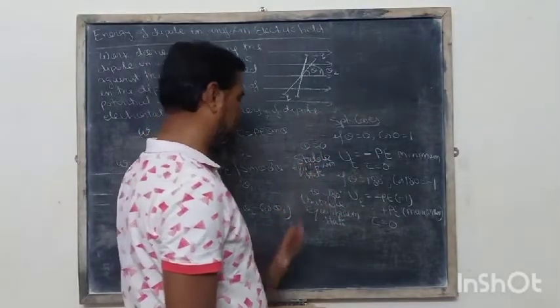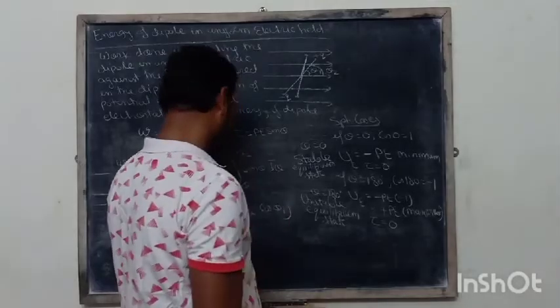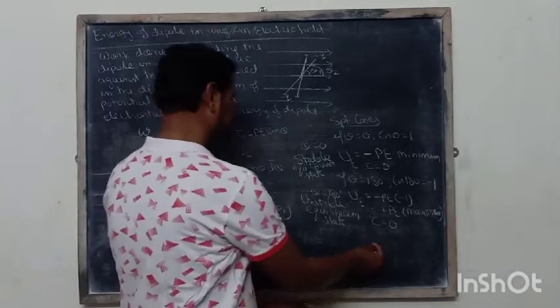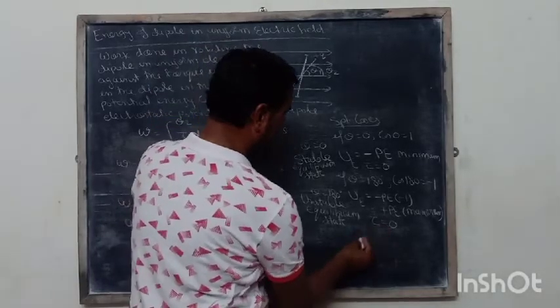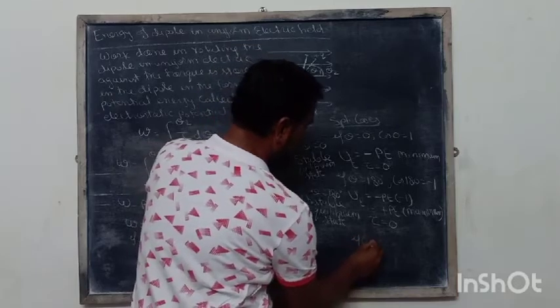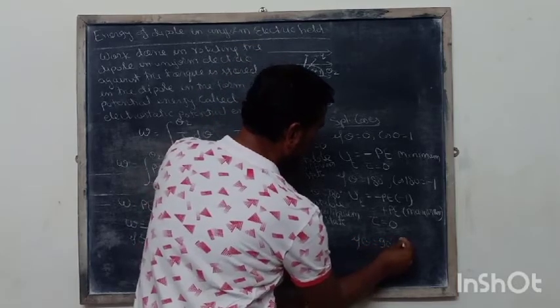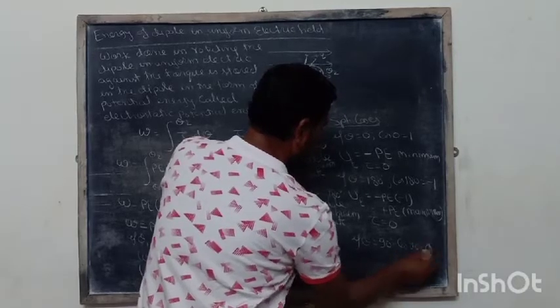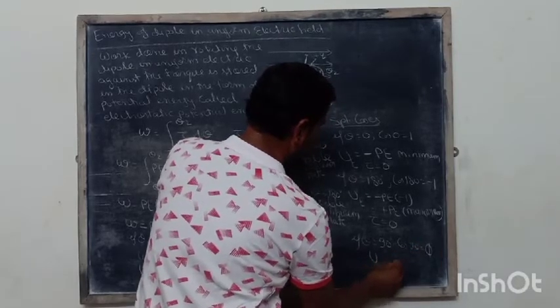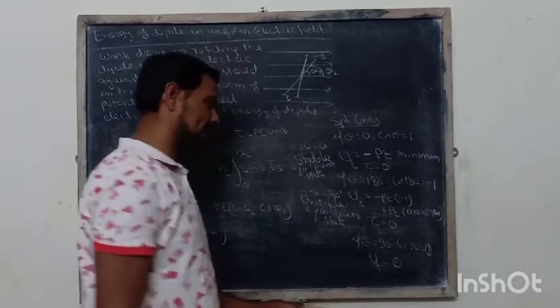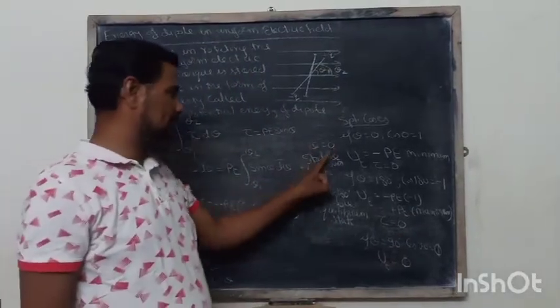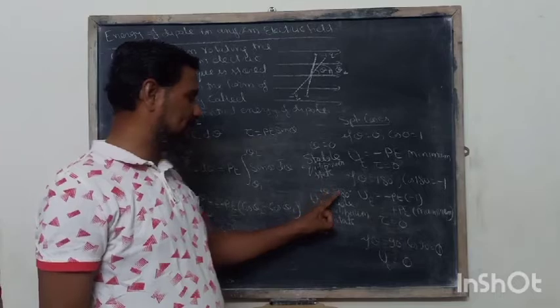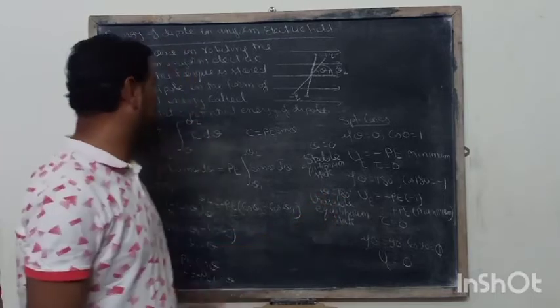So the stable equilibrium state of dipole is theta equal to 0, and if theta is equal to 90, then cos 90 is equal to 0, then dipole potential energy will be equal to 0 in this case. So theta is equal to 0, stable equilibrium, theta is equal to 180, unstable equilibrium state.